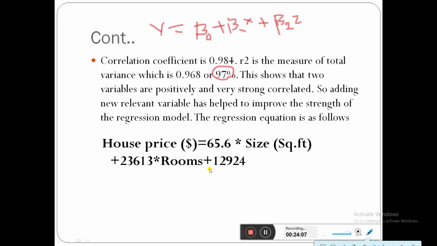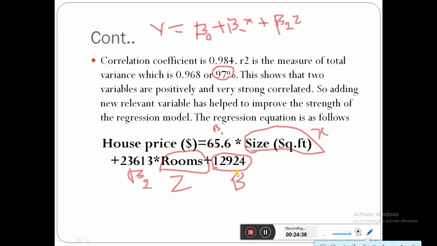Next we will go for the remaining variables. What is the x? X is the size of the house. Here it is x, and beta 1 we have to add here, beta 2, and the other variable is z here. This is going to become z, this is going to become x. Here this is beta 1 and this is beta 2. Here it is beta 0. You have to fill everything here in the formula and find out the things.